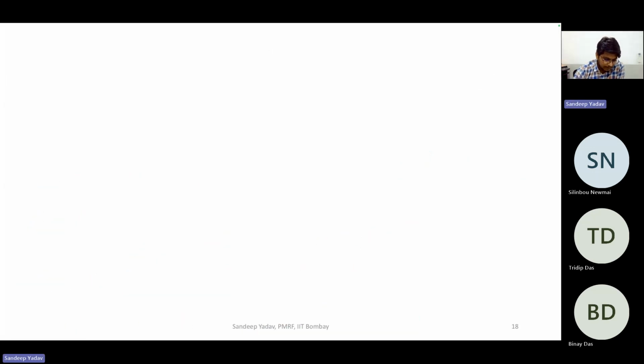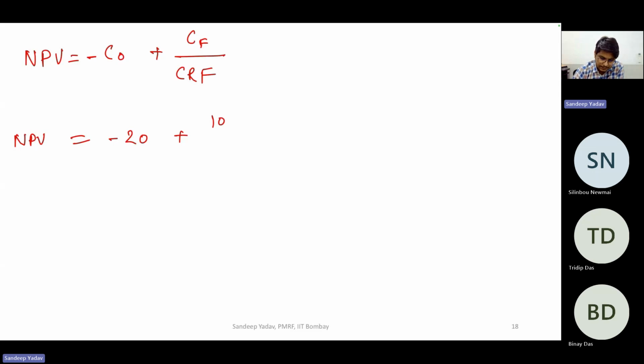Now the NPV is equal to minus the initial investment, that is C naught, plus the annual cash flow, CF, divided by CRF. So we know C0, let's write minus 20. Annual cash flow is 10 lakhs. CRF we have just calculated, 0.2385. We'll put all these values and solve this.